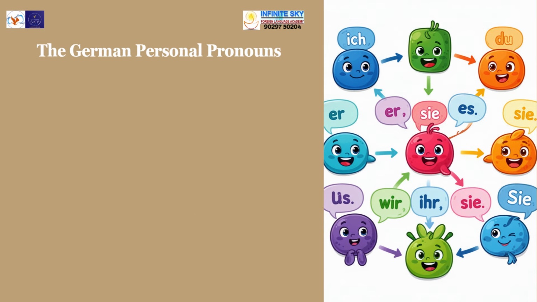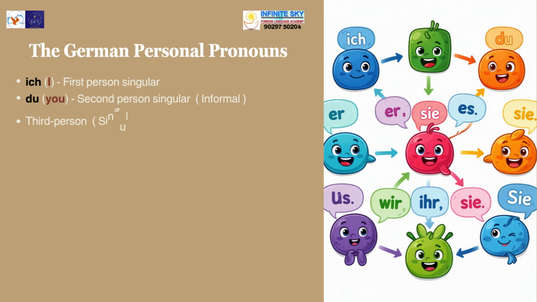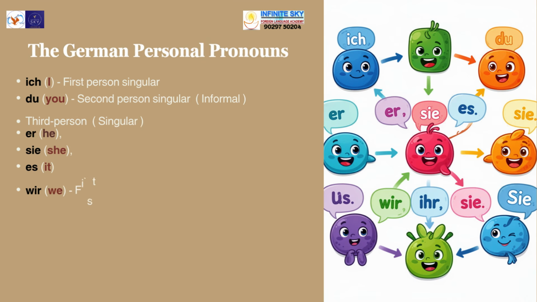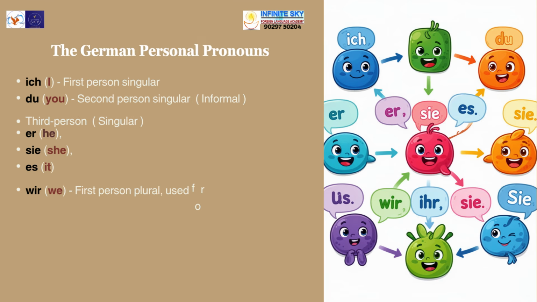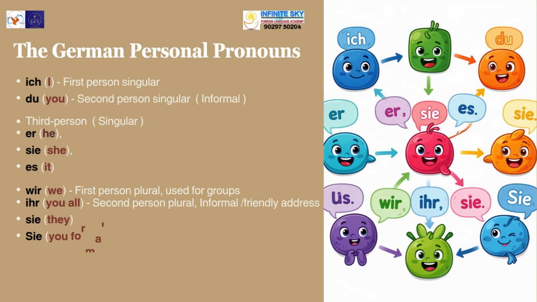Let's now look at subject personal pronouns. These are used when the person is doing the action. Listen carefully. For I, it is ich. For informal and singular you, it is du. For he, she, it is er, sie, es respectively. For we, it is wir. For informal and plural you, it is ihr. And for formal and singular or plural you, it is Sie with a capital S.